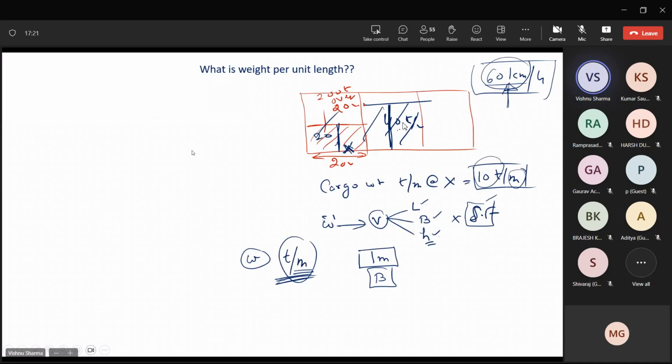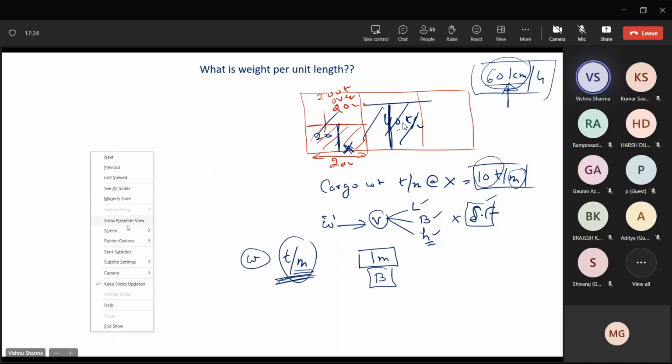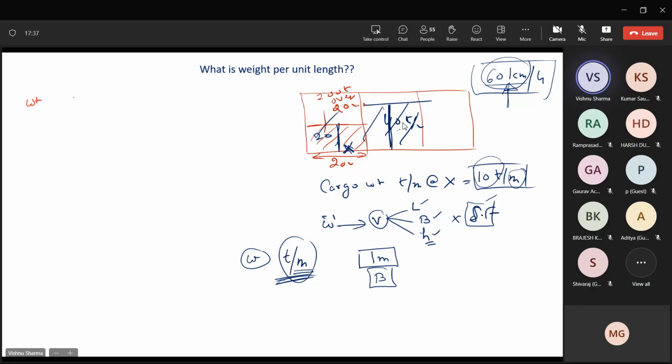So that means when I ask what is the weight of the cargo at a particular point in that location, it is basically directly dependent on the height. So what does it actually mean when I say weight in tons per meter at X? It means that whatever the height at X is, if it continues for a length of 1 meter.